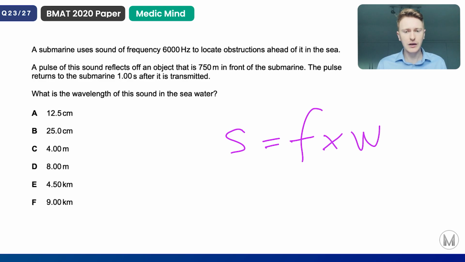The frequency we know is 6,000. The speed can be calculated from knowing that it travels 750 there and back in 1 second. That is to say that it's not a distance of 750, but a distance of 1,500, because it has to go there and back in that 1 second. So we're traveling at 1,500 meters per second.